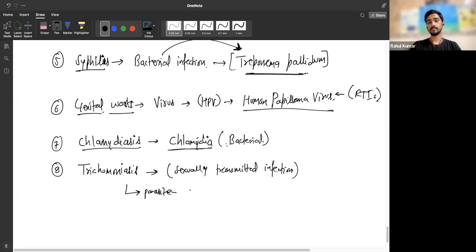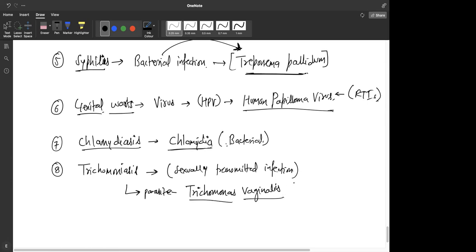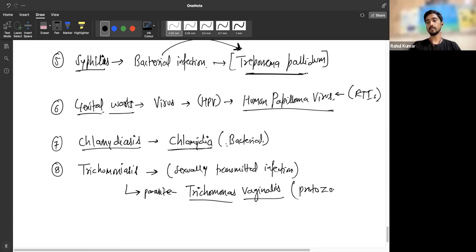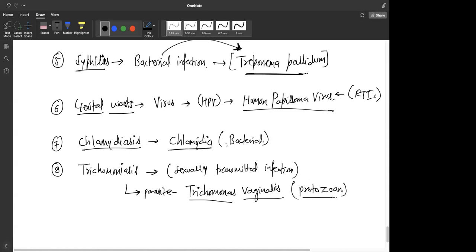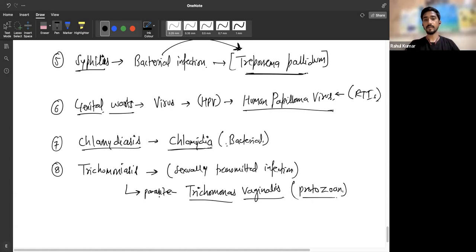Trichomonas vaginalis. Trichomonas you have read in class 11th. That's why I was asking if you remember it. It is a protozoa. It is not a bacteria. Remember the kingdom protozoa? Malaria is also caused by a protozoa. Remember Plasmodium? That's also a protozoa. Similarly, this Trichomonas vaginalis is also a protozoa. I think we have covered all.